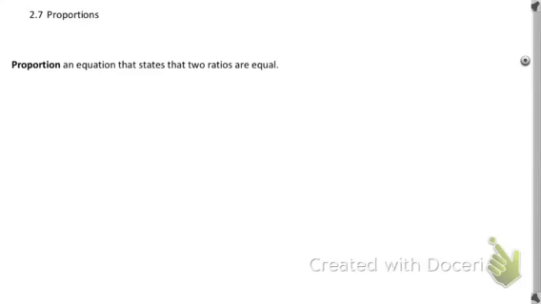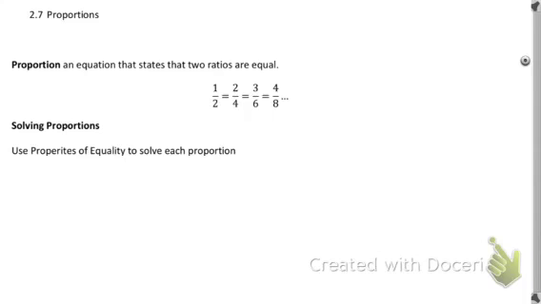2.7 Proportions. Proportions is setting two ratios that are equal to one another. So for example, 1/2 is equal to 2/4, which is equal to 3/6, which is equal to 4/8, and so on. So these are all ratios that are equal to one another, so they're proportional. So to solve proportions, you just use properties of equality to solve for an unknown part.